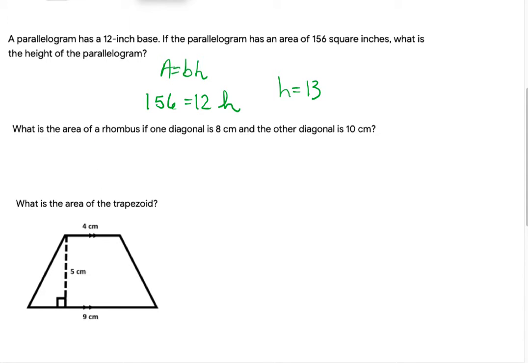The next one, what's the area of a rhombus? If one diagonal is 8 centimeters, the other is 10. So you just need to know the formula of 1/2 times diagonal 1 times diagonal 2. So you'll have 1/2 times 8 times 10, which should give me 40, whatever this is, centimeters squared. I guess I didn't put a label on this, inches.